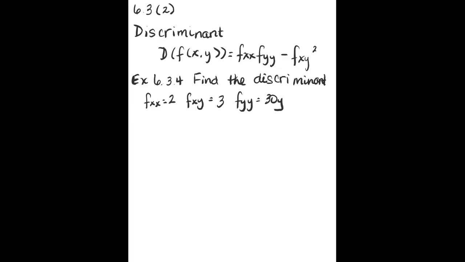Nothing too bad here. All right, so when I plug it into the formula, I'm going to get 2 times 30y minus 3 squared. I get 60y minus 9. Okay, this will come in handy in a minute.